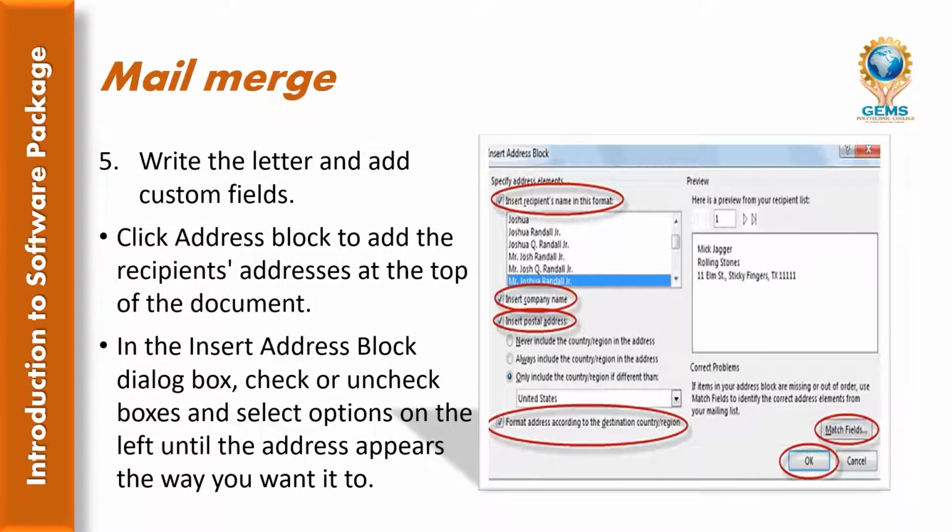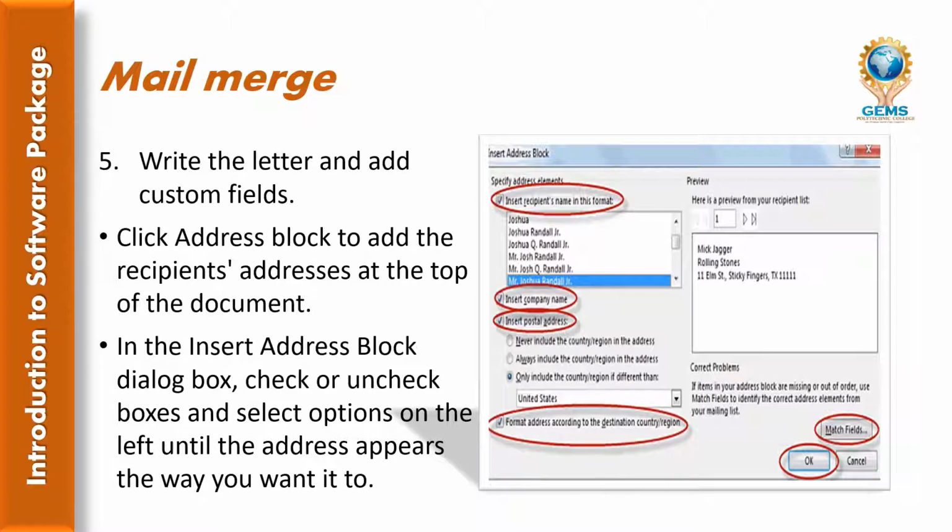Then you have to write the letter and add the custom field. Click Address Block to add the recipient's address at the top of the document. In the Address Block dialog box, you have to check or uncheck the boxes and select options on the left until the address appears the way you want it.